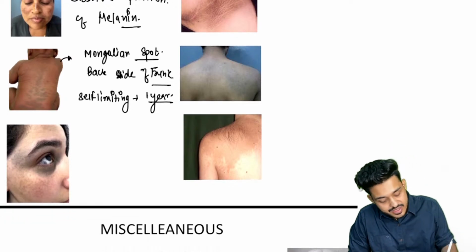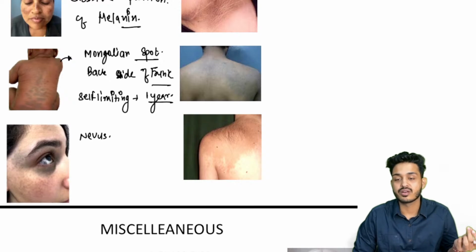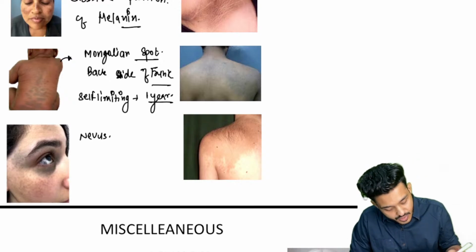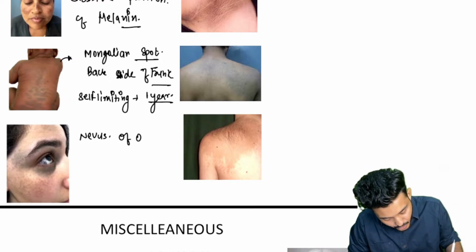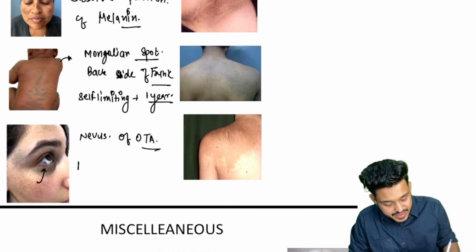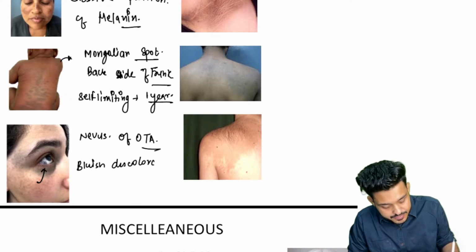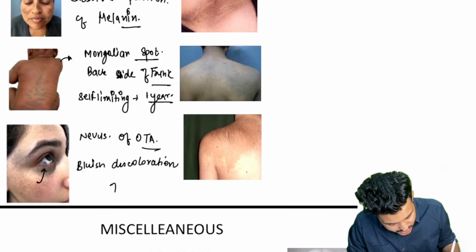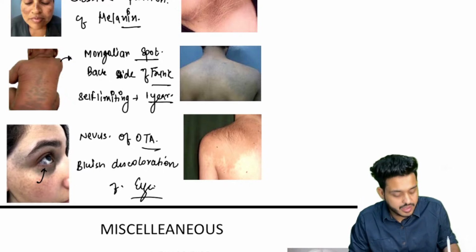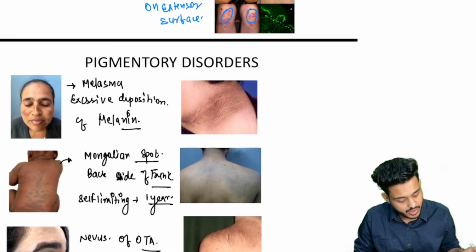Okay, this one is your nevus. The meaning of nevus is a change in the color. Okay, so that would be nevus of Ota. Okay, so there will be bluish discoloration of the eye around the ophthalmic region. Okay, यहाँ से यहाँ तक. So that is nevus of Ota.